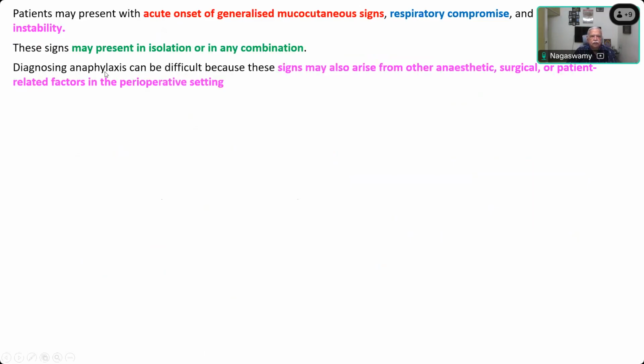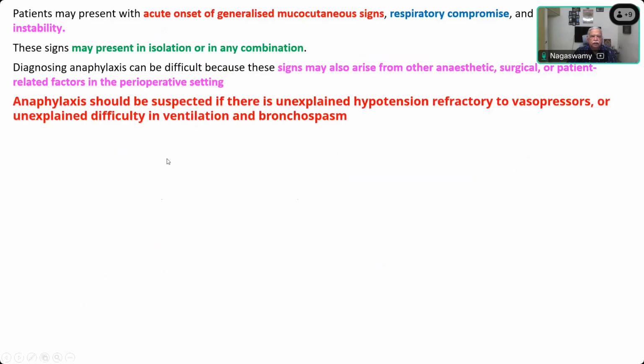So diagnosing anaphylaxis can be difficult because the signs may also arise from other anesthetic and surgical causes in the perioperative setting. So it should be suspected when there is an unexplained hypotension which is refractory to vasopressors, unexplained difficulty in ventilation, and bronchospasm which is not getting easily relieved.